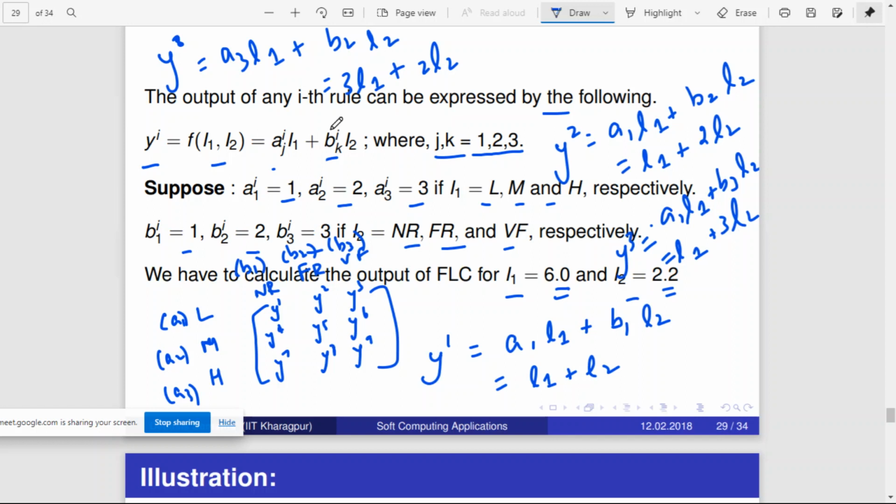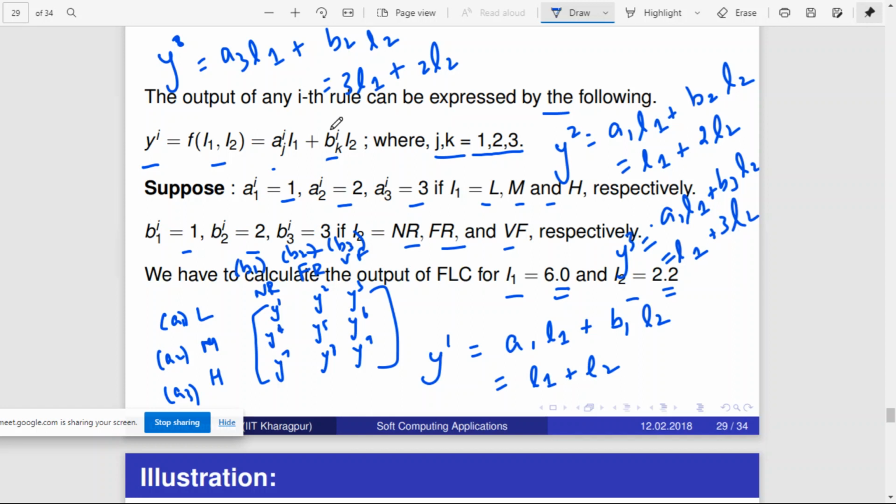The system contains 9 rules, but all these 9 rules may not fire. Any of these few rules may fire. So which rules are applicable, that we have to find out. For that we have to plug this 6.0 and 2.2 into the membership function. Okay, so L1 is 6.0.